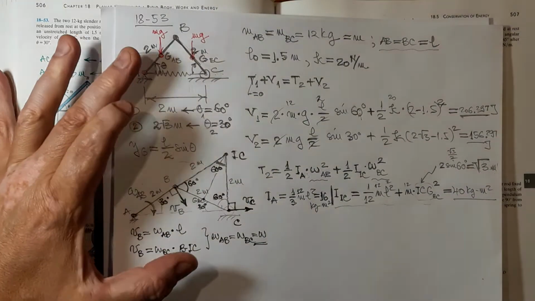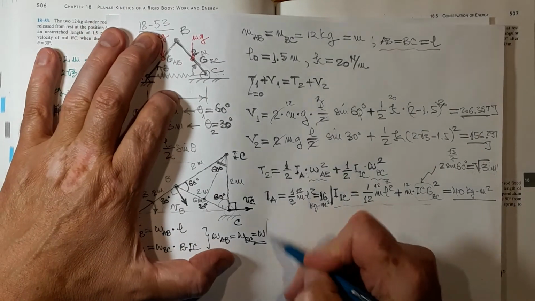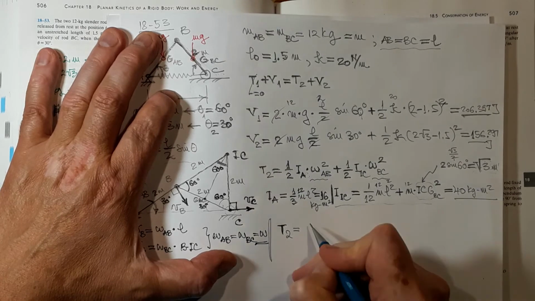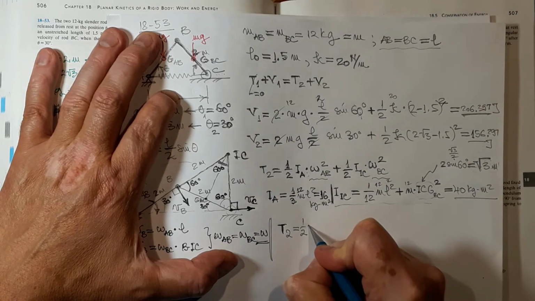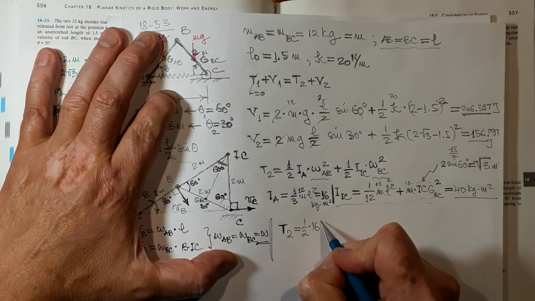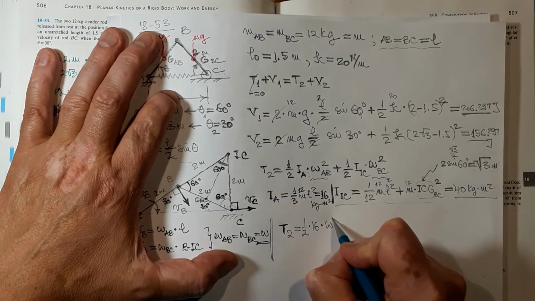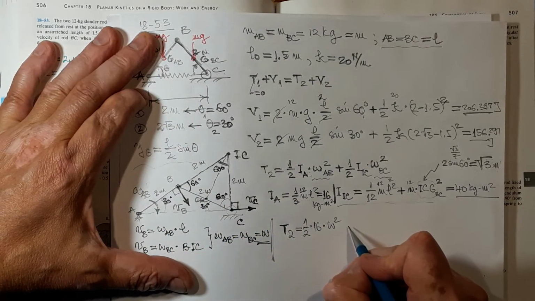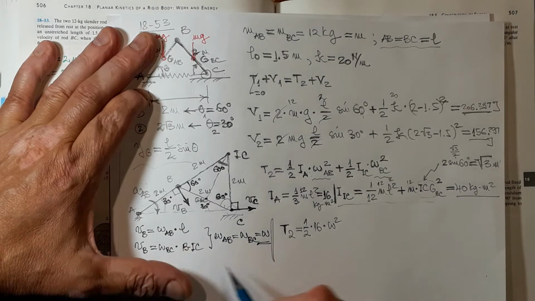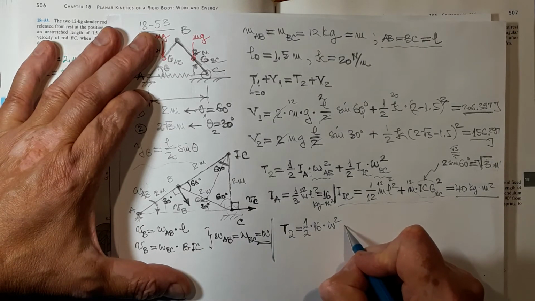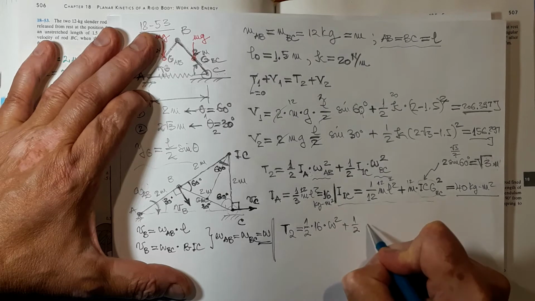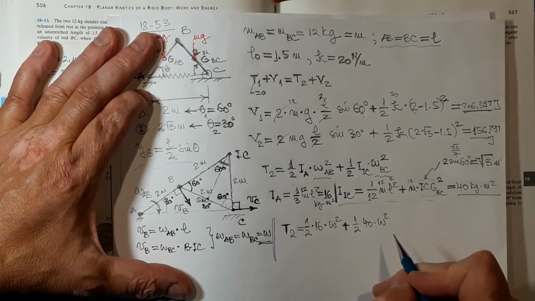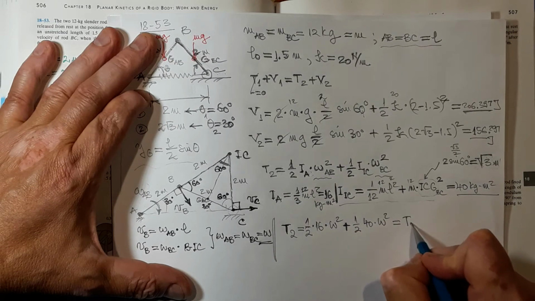Okay, so we have now the kinetic energy T2 is going to be 1 over 2 times 60 times omega squared. Again, we agreed that omega is the same for the two rods, and use omega notation instead of omega AB and omega BC. And then plus 1 over 2, 40 times omega squared. Okay, so this is going to be equal to T2.